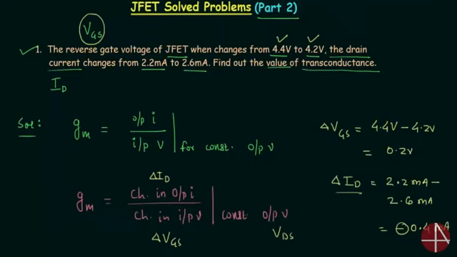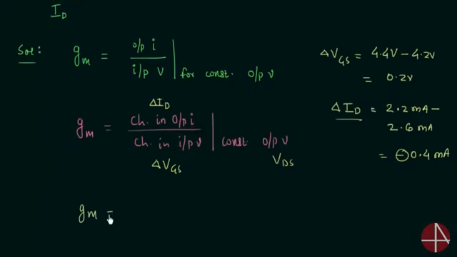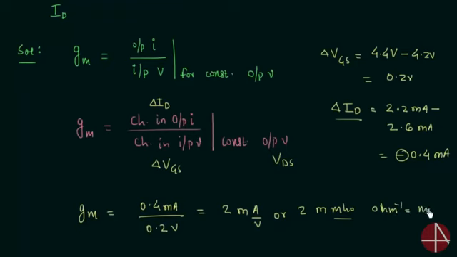Now the transconductance is equal to 0.4 milliamp divided by 0.2 volt. When you solve this, you will have 2 milliamp per volt, or we can write 2 milli-mho. We call it mho, and it is the reverse of resistance. Ohm inverse is equal to mho. This is the unit of transconductance. So this is all for problem number 1.